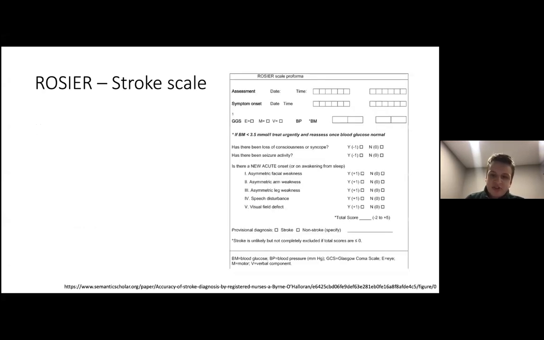So this is the Rosier score. As you can see here, it says GCS, BP, BM. You score minus points if you've got anything that suggests it's not a stroke, and then positive 1 point for each of the signs which suggest you might have a stroke.